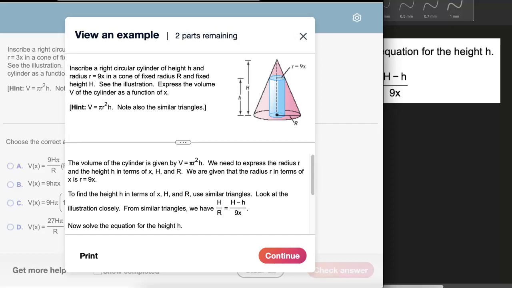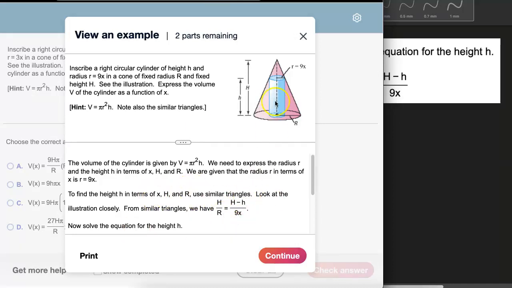In this video, I'm going to go through a View an Example problem that comes with one of the problems from your homework. So take a moment to pause and read the full problem statement and take note of the drawing over here. One of the things that we're asked to do is to rewrite this volume function as a function of x. And the hint that we're given is to use the similar triangles. So that information is explained here.